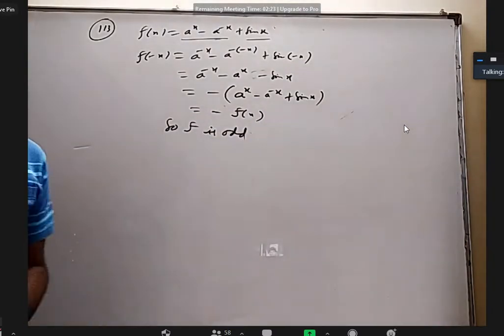Just checking. Replace x with minus x and see whether you're getting the original function or it's a negative. If something different, it is neither even nor odd.